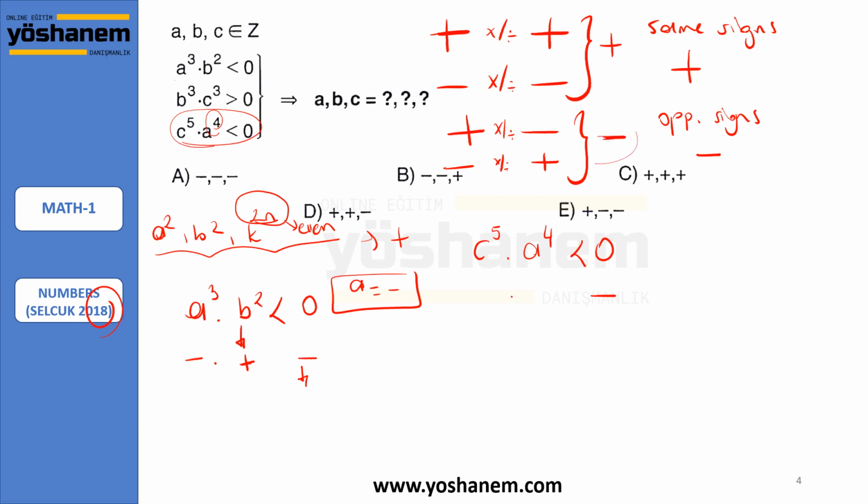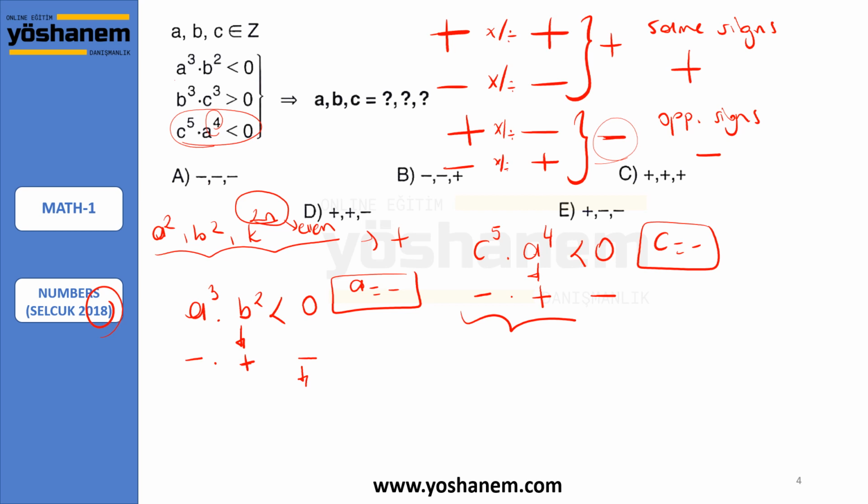Okay, when was it negative? The signs are opposite. I know that a power of 4 is a positive number, so C should be a negative number because I need opposite signs. That is why C is a negative number also.